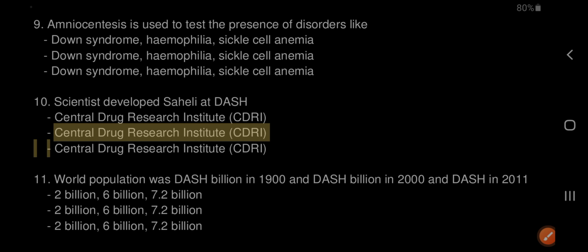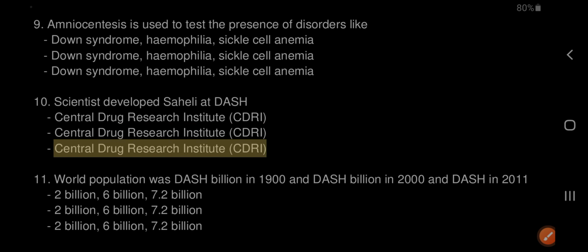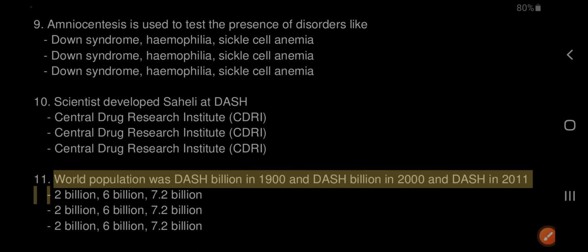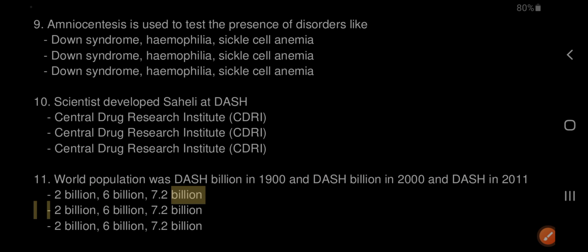11. World population was 2 billion in 1900, 6 billion in 2000, and 7.2 billion in 2011.